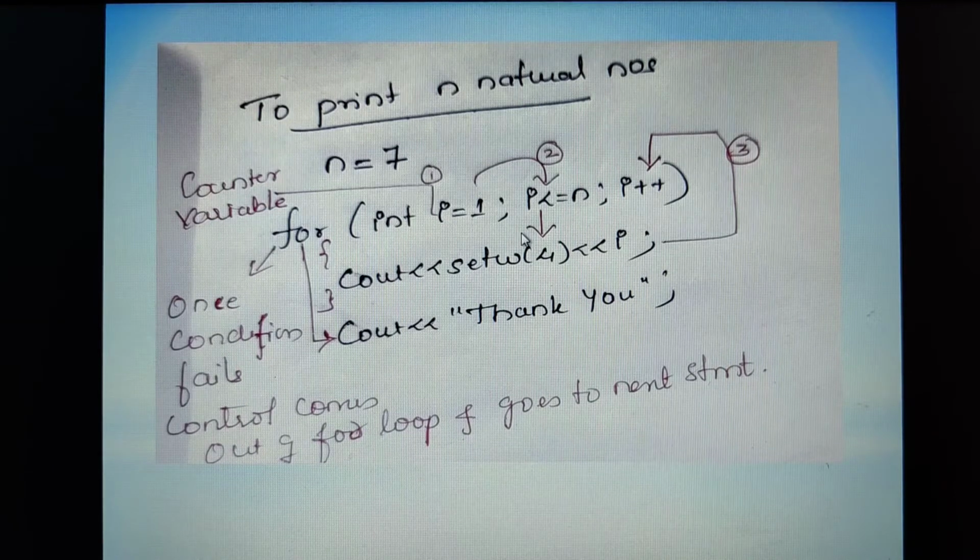Once this condition is true, the control makes an entry into the for loop. Therefore, I have given the numbering. First, initialization takes place. Secondly, the condition is checked, and on satisfying, the loop makes an entry into this particular for loop. Then here I am printing the value of I, children.